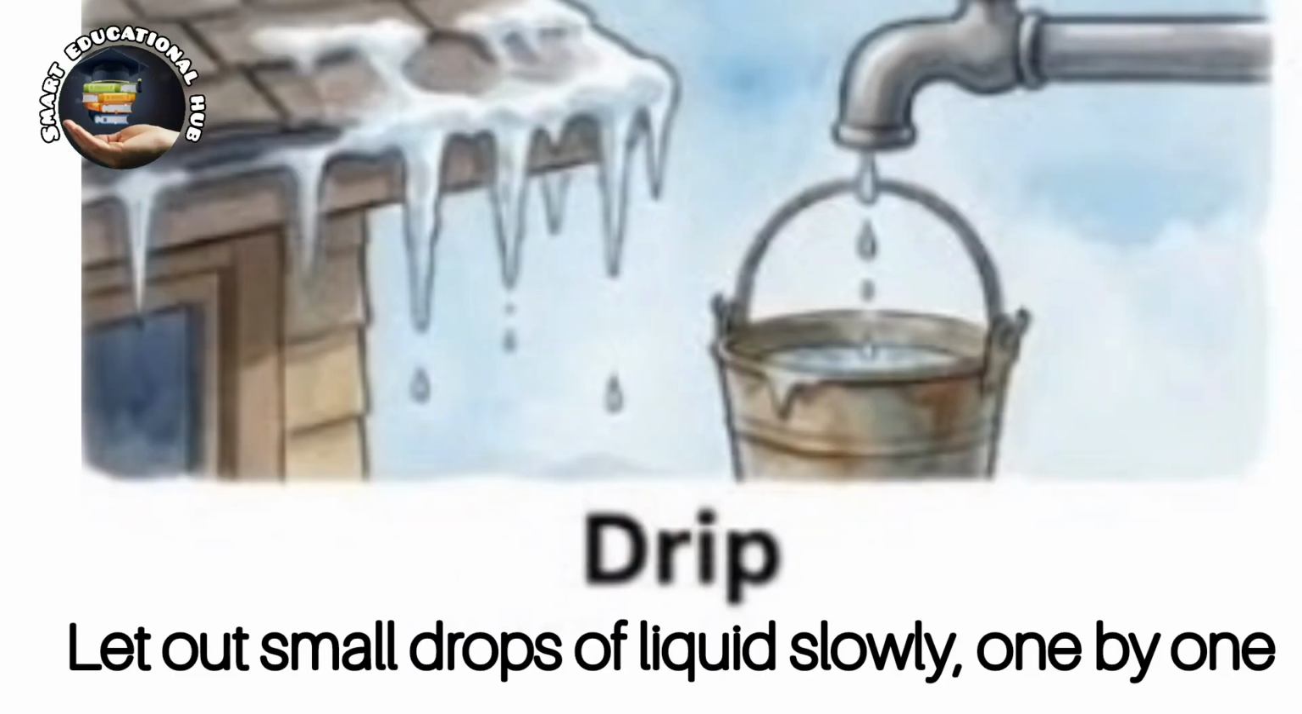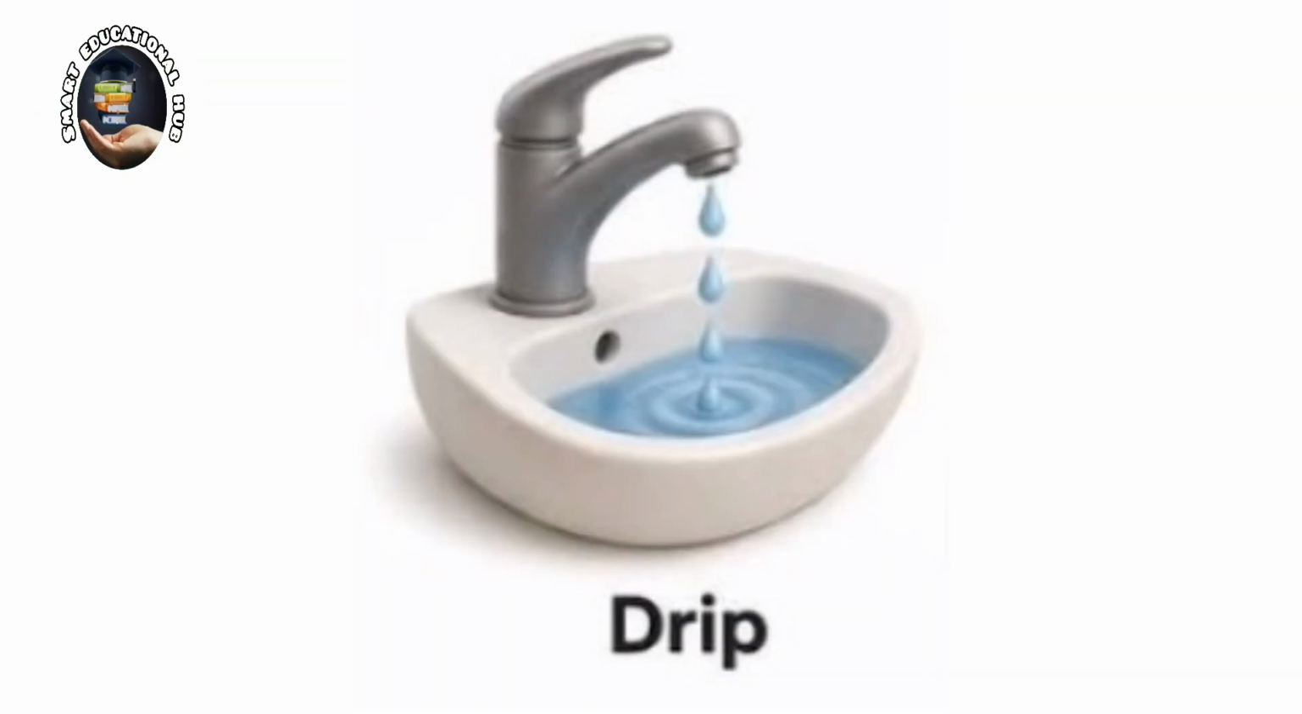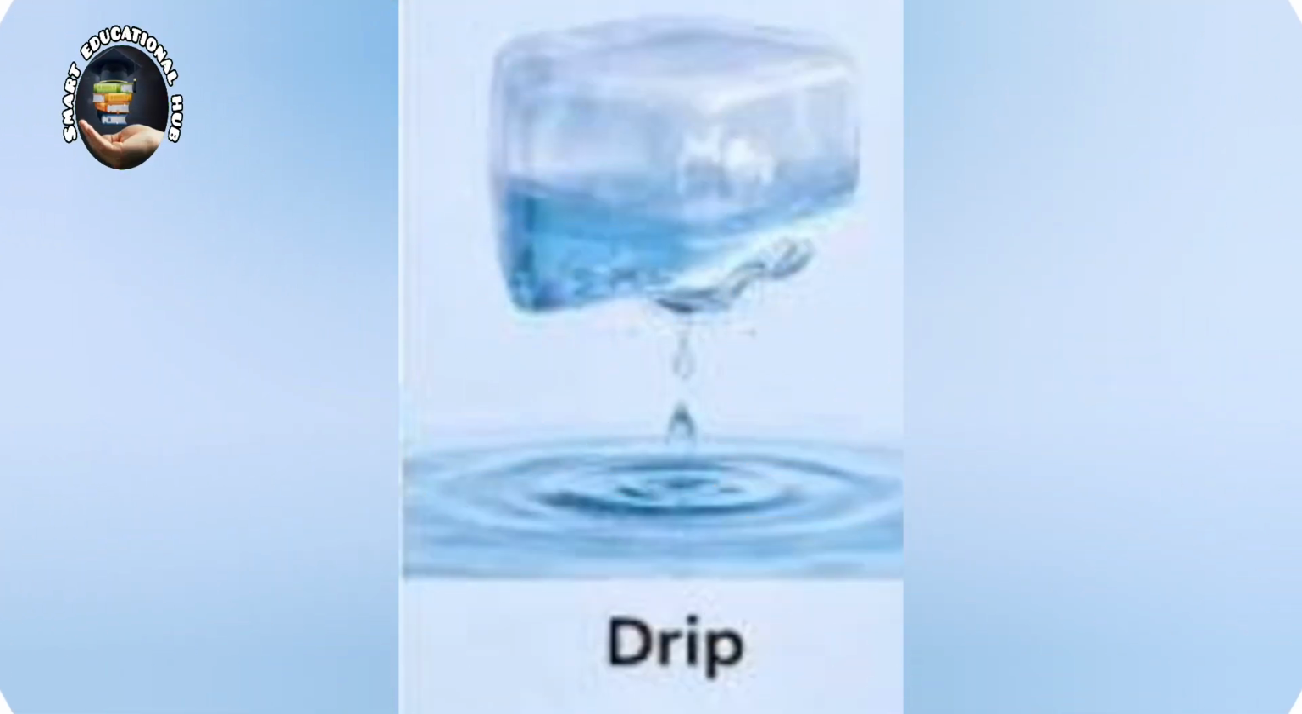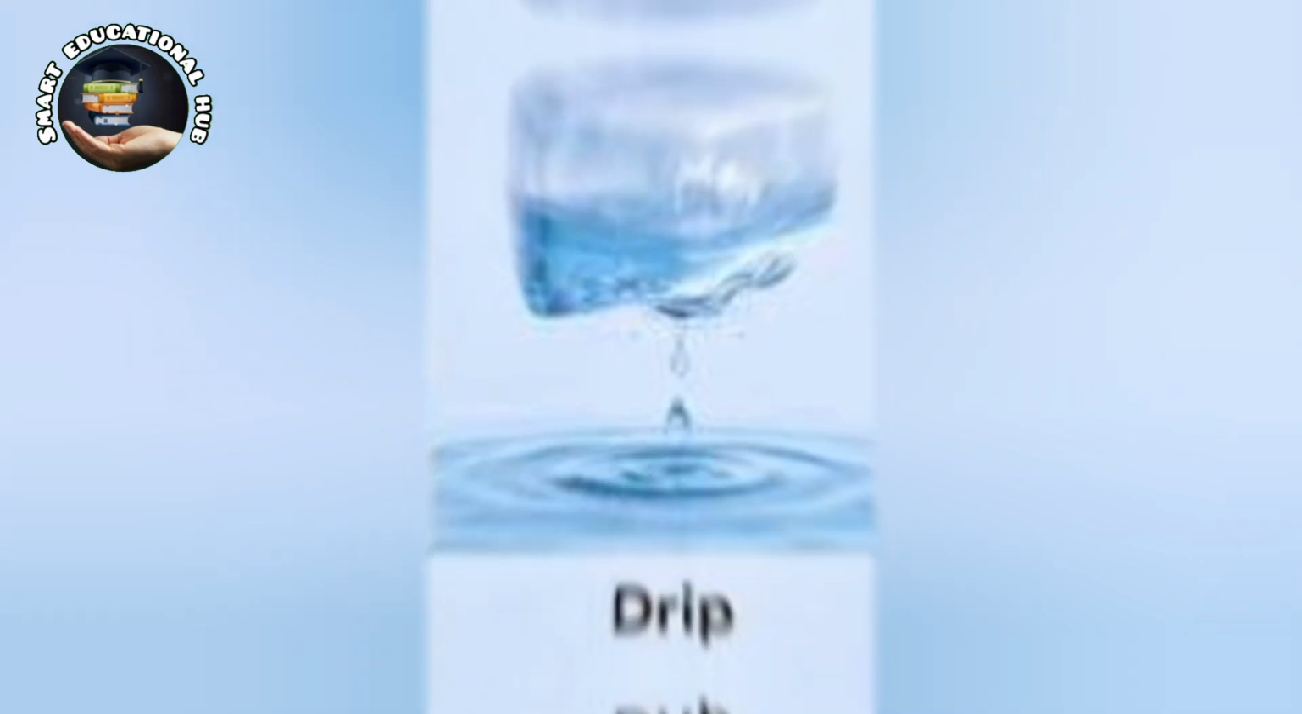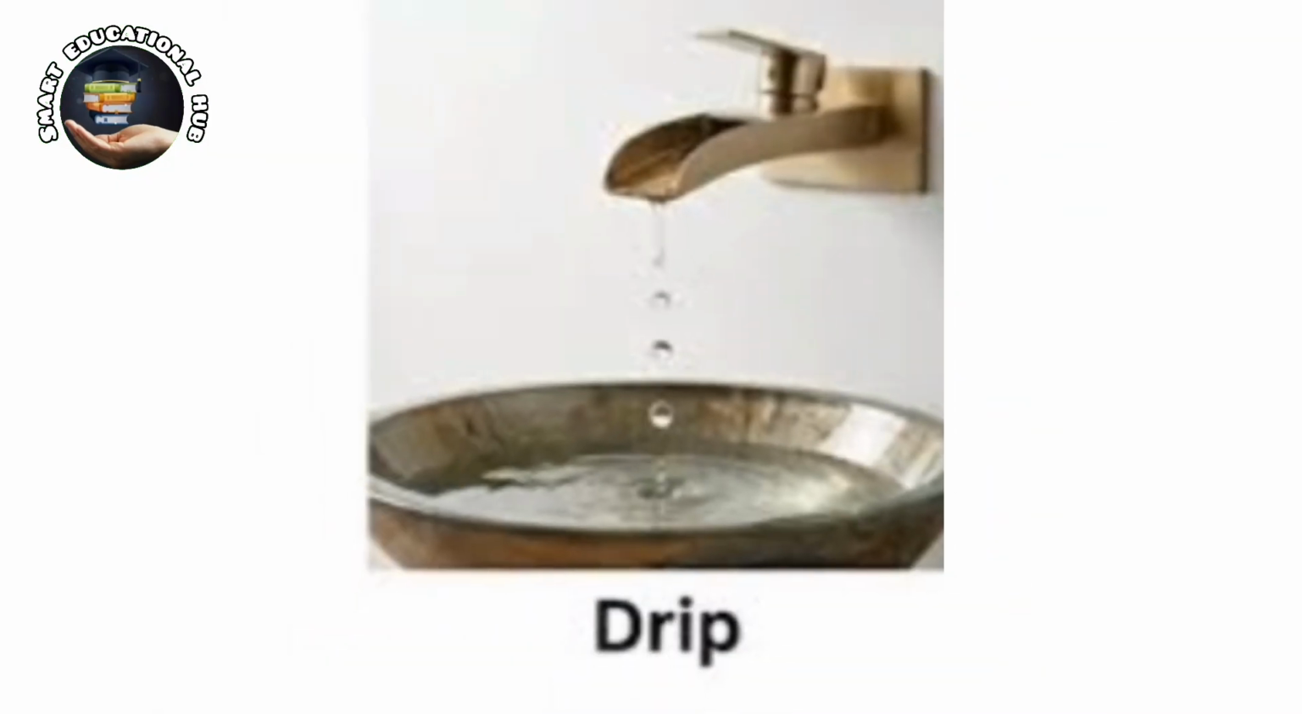Drip. To fall or let out small drops of liquid slowly one by one. When liquid falls in small drops slowly, it happens when water or any liquid leaks little by little from something. Dripping is slow and steady, not fast like pouring.